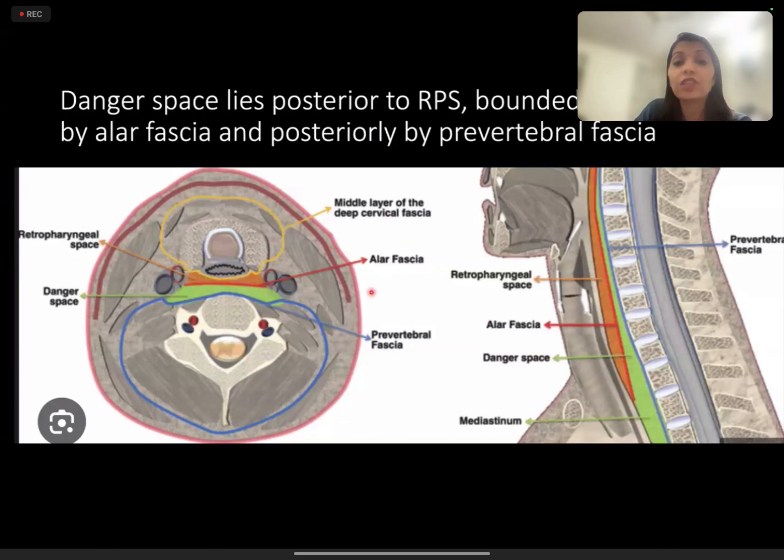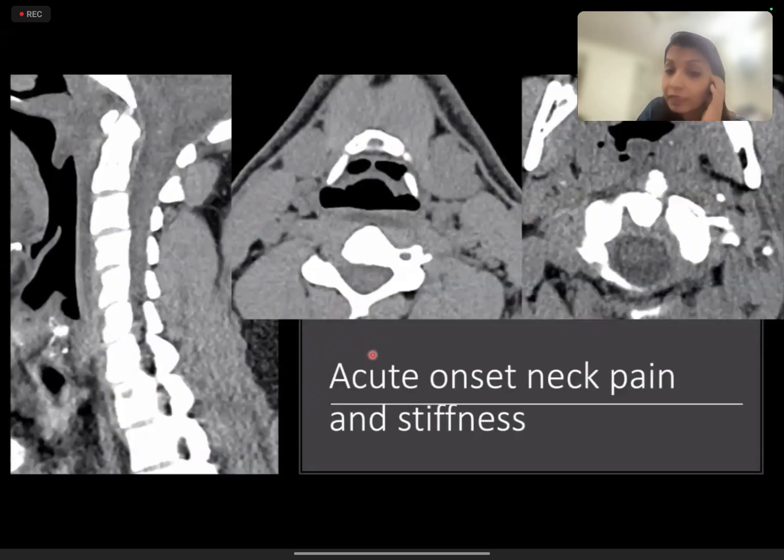So if the infection is deep enough to have eroded through the alar fascia, infection will then go into the danger space, and then it can spread down inferiorly into the mediastinum. So it's very important to image this patient from the base of the skull and up to the chest. This is our second case in the retropharyngeal space. So acute onset neck pain and neck stiffness.